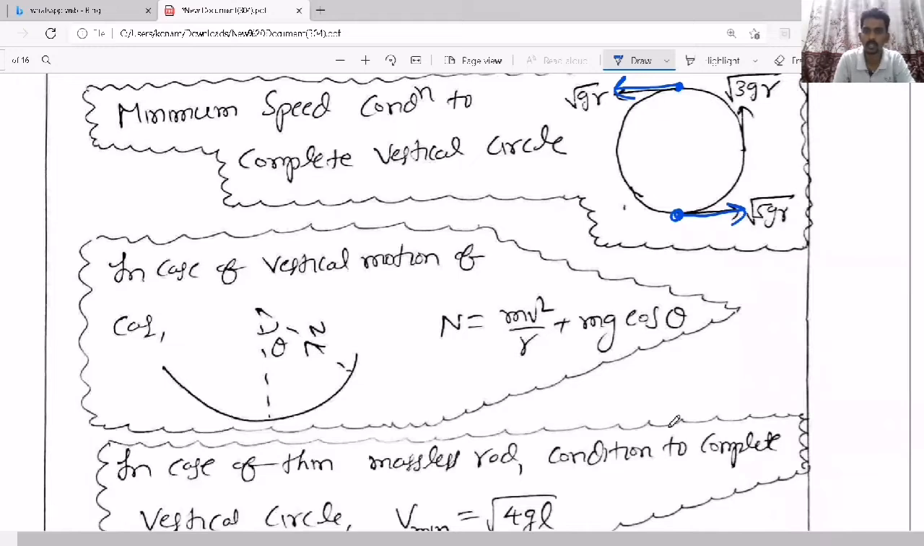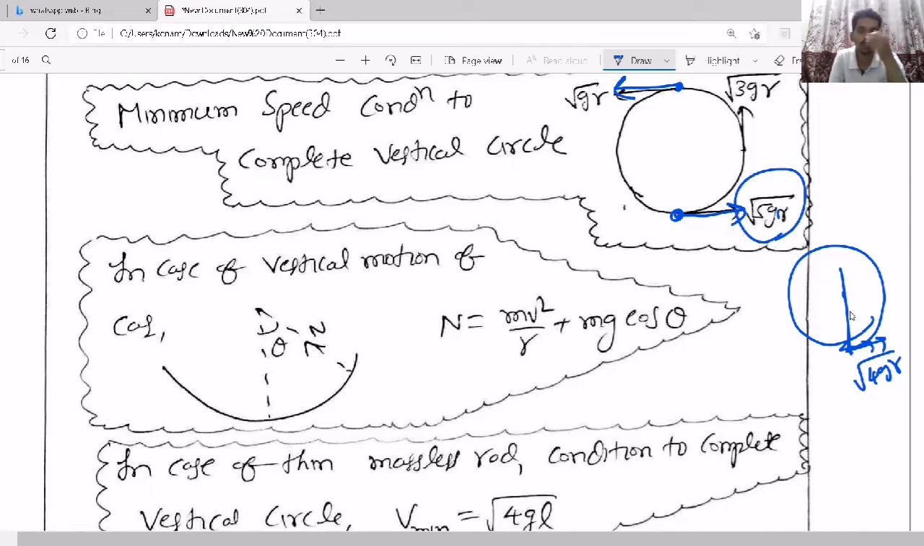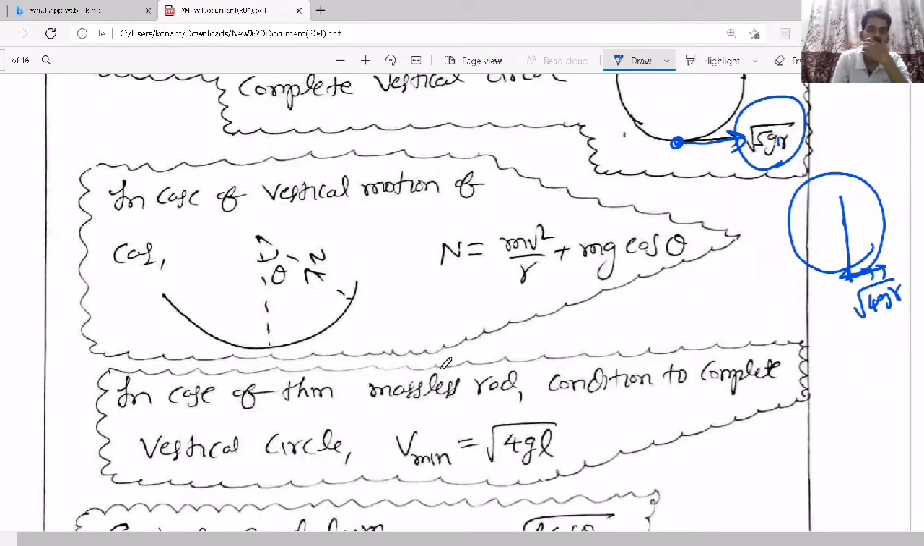And here one more thing also I will tell you. If in case of a thin massless rod, given some velocity such that it is completing a vertical circle, then the velocity should be root 4 gr. That is different, so please try to understand the difference. Root 5 gr is the case of a string attached to a bob. Root 4 gr is the case when the mass is attached to a rigid rod, but a thin and massless rod, approximately massless, meaning very little mass.